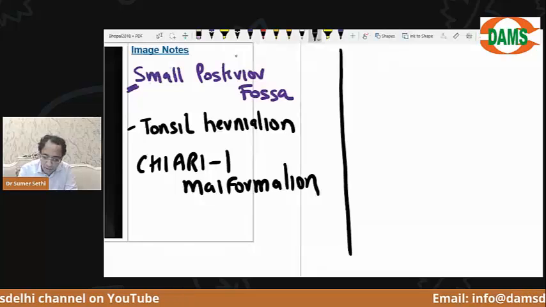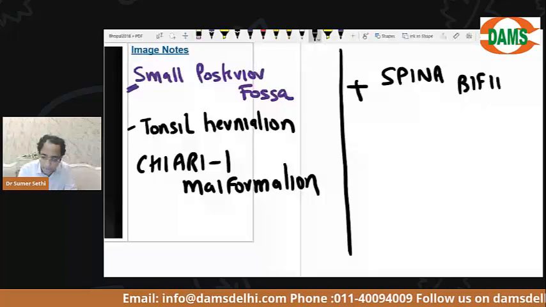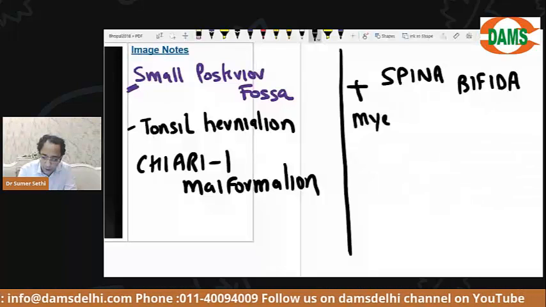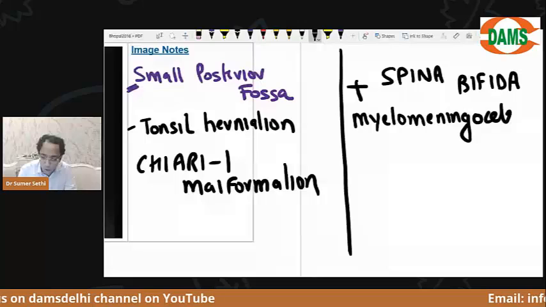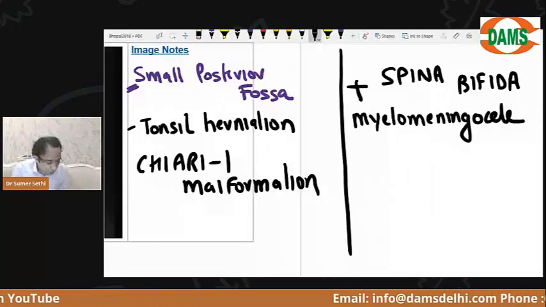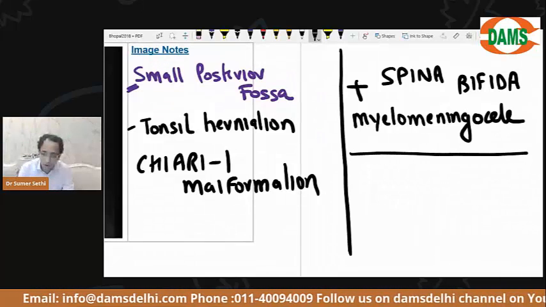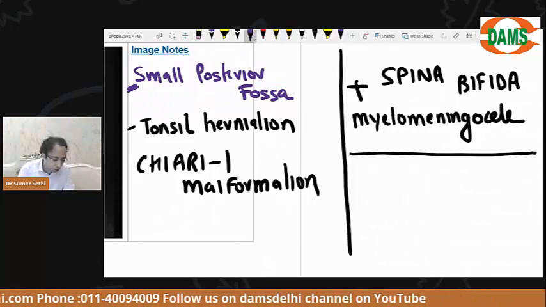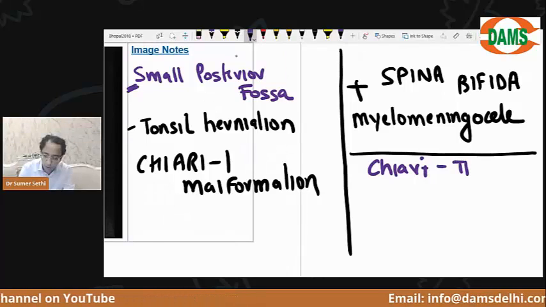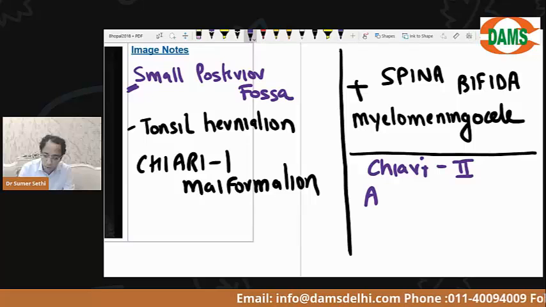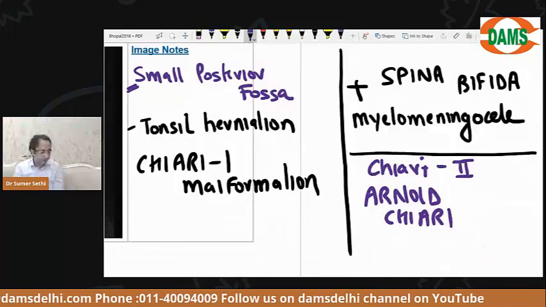If along with these two, you also have spina bifida, which is written as myelomeningocele. Okay. If along with small posterior fossa and tonsillar herniation, you also have spina bifida, myelomeningocele, we will call it Chiari type 2, which was described by Dr. Arnold. So we call it Arnold-Chiari malformation. Okay.